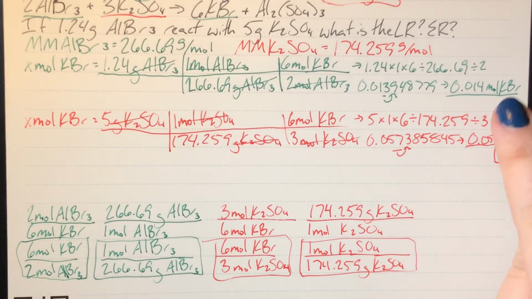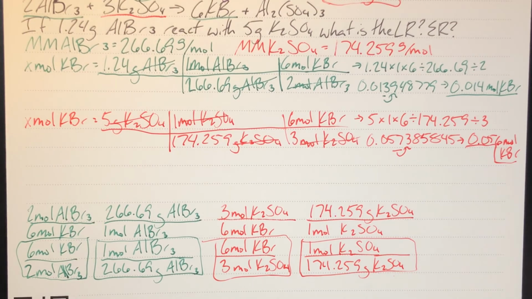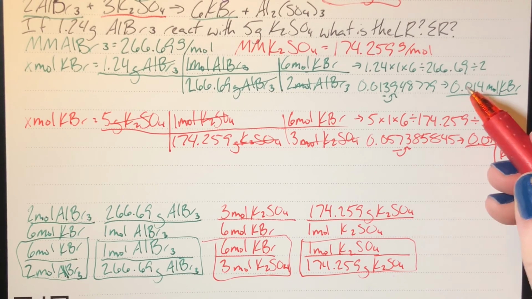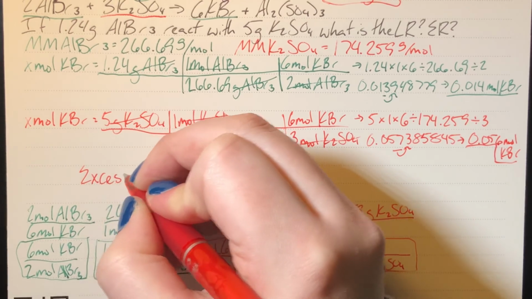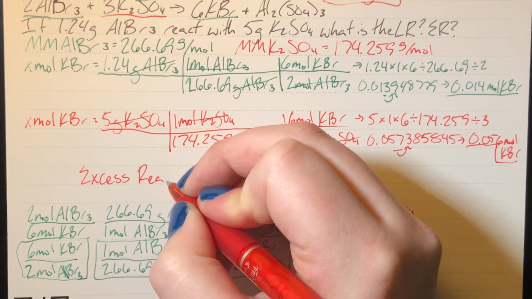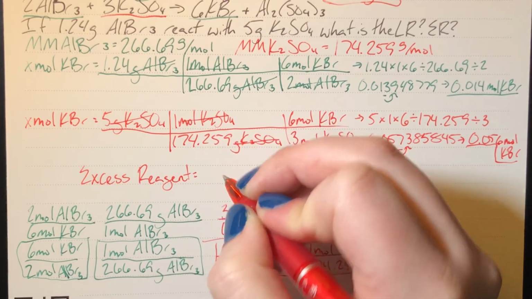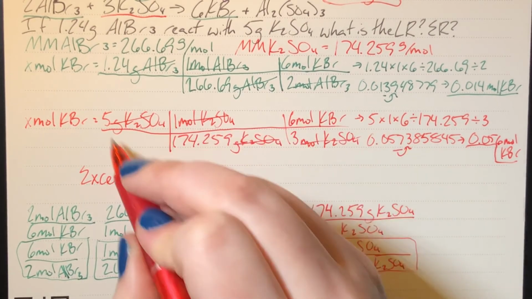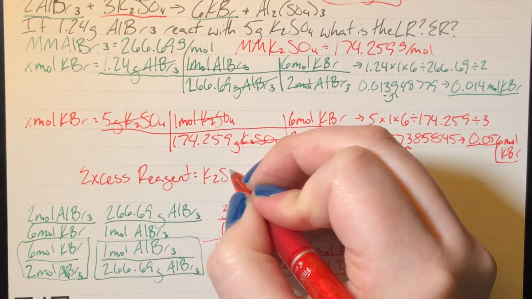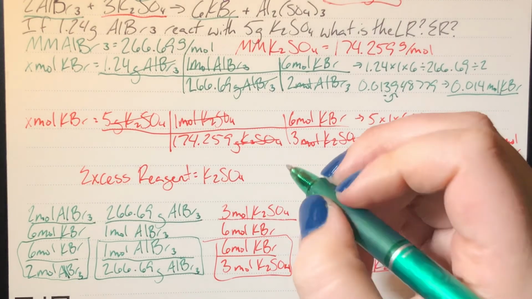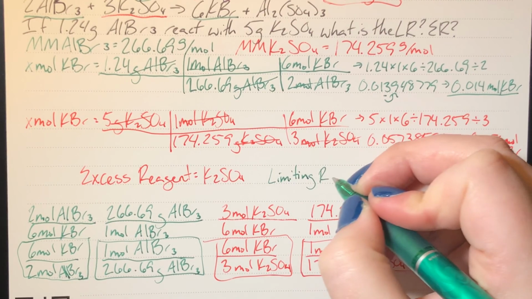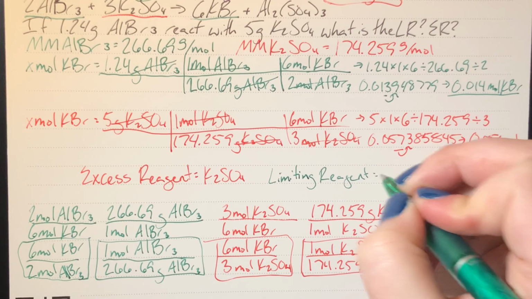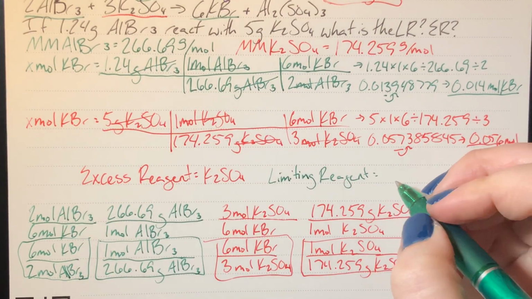So, now that I have my 2 things, I can go ahead and compare them. I can see that 0.056 is clearly larger than 0.014, so that means my excess reagent is from my red reactant, which is my potassium sulfate. And that means that my limiting reagent is from my green reactant, which was aluminum bromide.